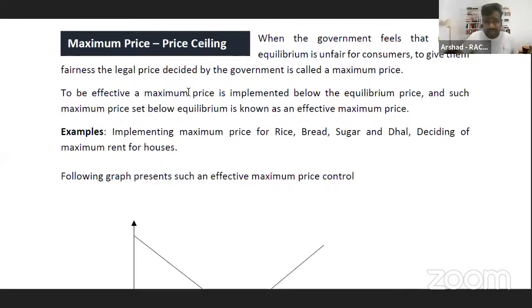Guys, I want an answer here now. My first question to you: a maximum price is put to benefit whom? The consumer or the producer? When it is unfair, to whom do we put a maximum price? The consumer or the producer? Exactly. You all can put in your answers. I'm getting all the answers in the chat box, right?